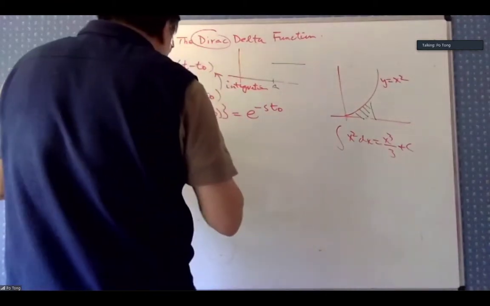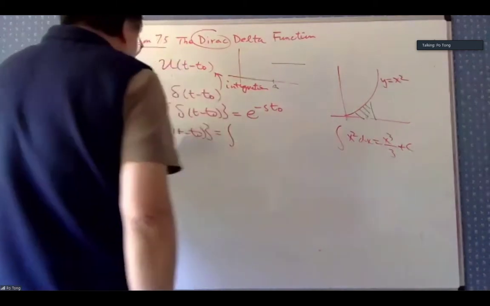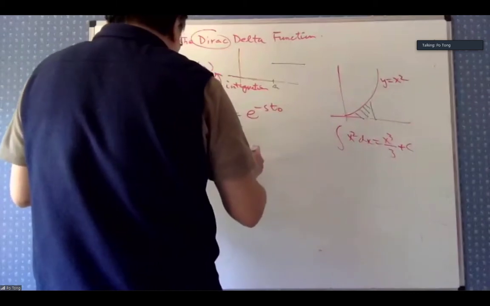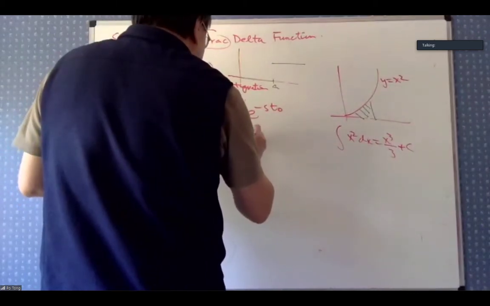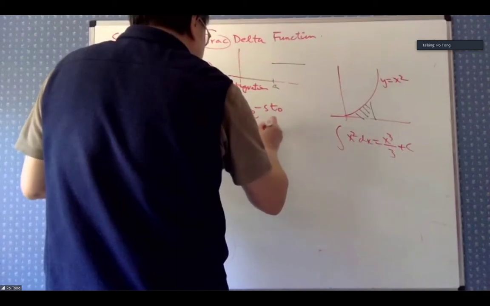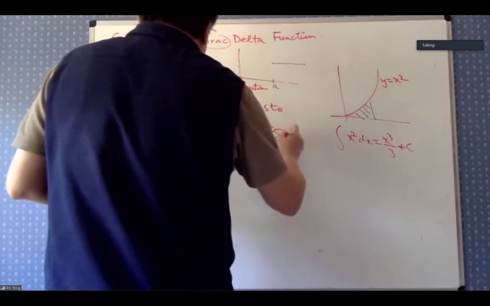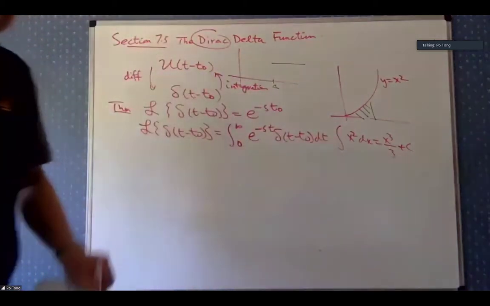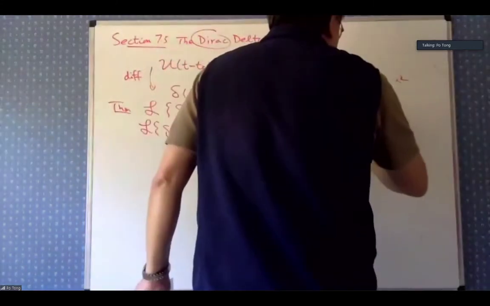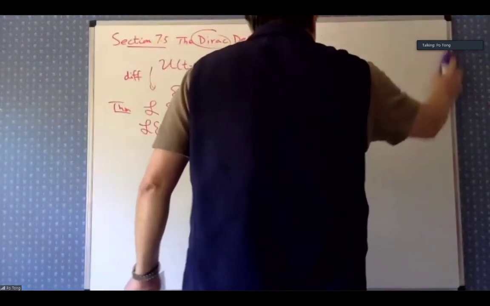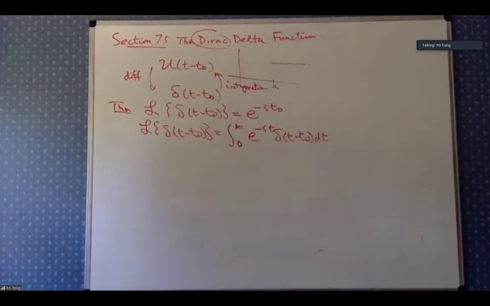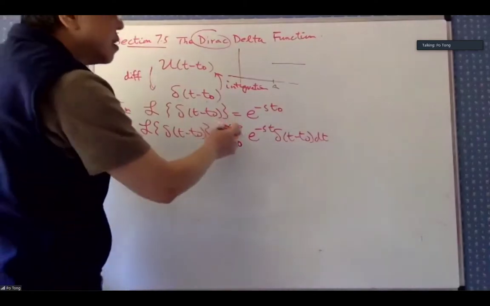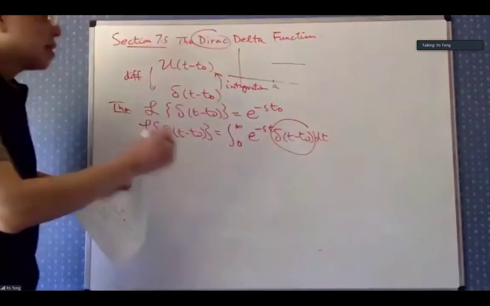The definition of the Laplace transform is going to be the integral from 0 to infinity of e to the power minus st times delta of t minus t naught. Okay, so that is just the definition. Now in this definition here, because this guy is going to be 0.